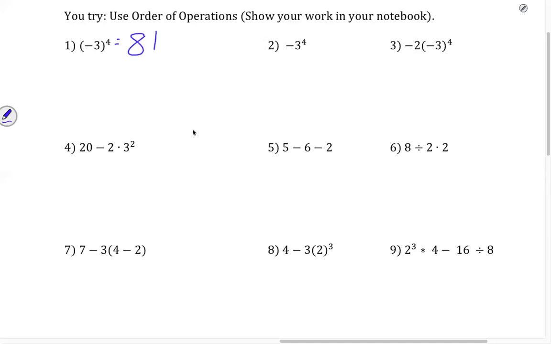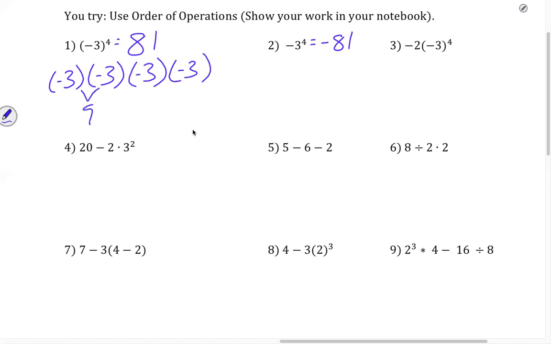Now, why is that one 81, but number 2 is -81? Well, the first one is saying -3 times -3 times -3 times -3. You get 81 from 9 times 9. But number 2 says, remember, exponents first. So 3 times 3 times 3 times 3, and then it's the opposite out in front. So this would be -9 times 9. Laura, do you see the difference there?